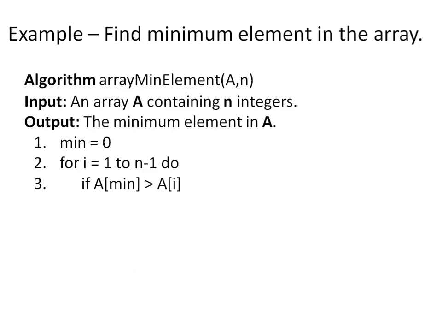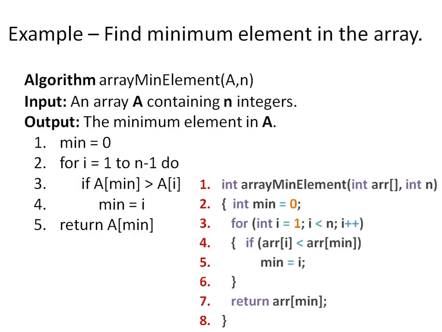Each time, if the element at index min is greater than the element at index i, then min has to be updated to i. Finally, the element at the obtained index min is returned, that is, A of min will be returned. One can see the corresponding C++ language implementation here. The complexity, again, comes out to be theta of n here.